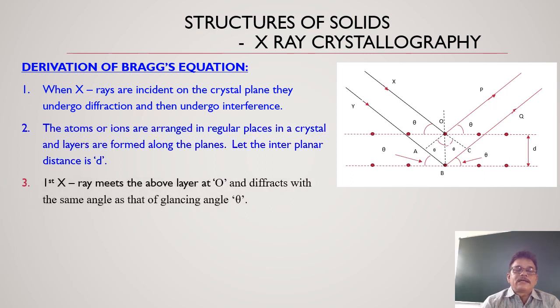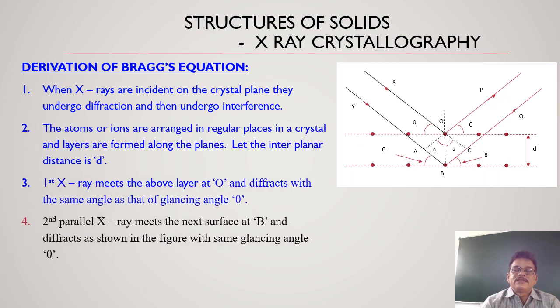Okay, let the interplanar distance be d. Say this is one plane and say this is the second plane. Between these two, the interplanar distance is d, right? So when this becomes d, this distance also becomes d. Okay, so XO is, say, the first X-ray and say YB is the second X-ray. These fall on two successive layers.